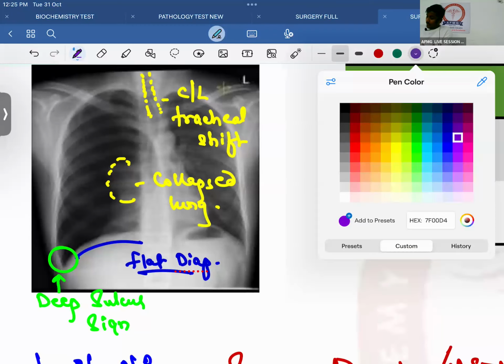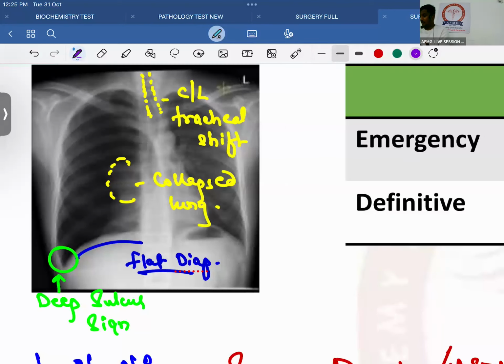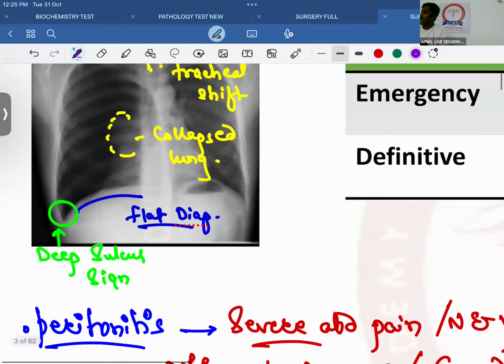So that's important. So deep sulcus sign will be seen beta. Definitely that has to be remembered. ठीक है? And that is increased blackening. Increased blackening को क्या बोलते हैं बेटा? Hyperopacity or hyperlucency?